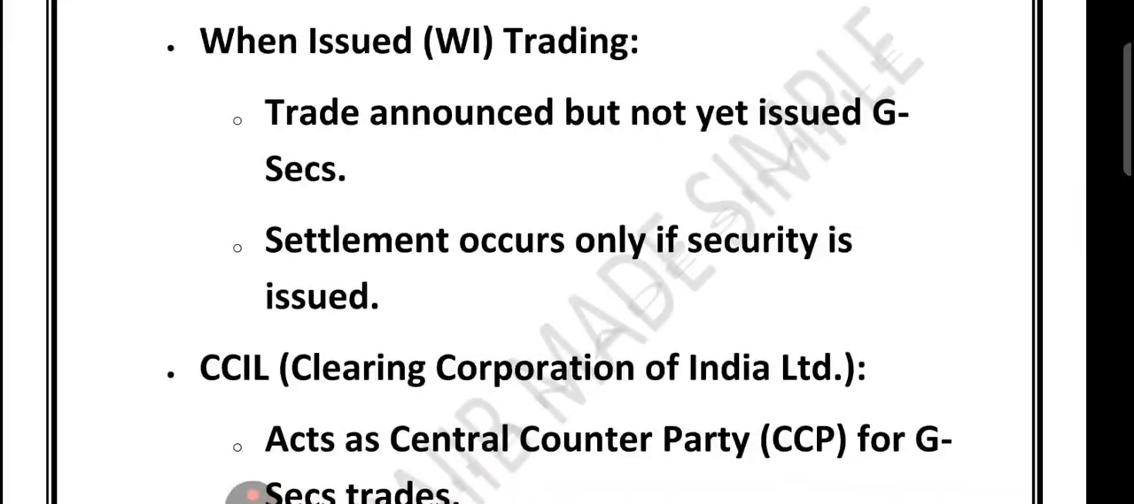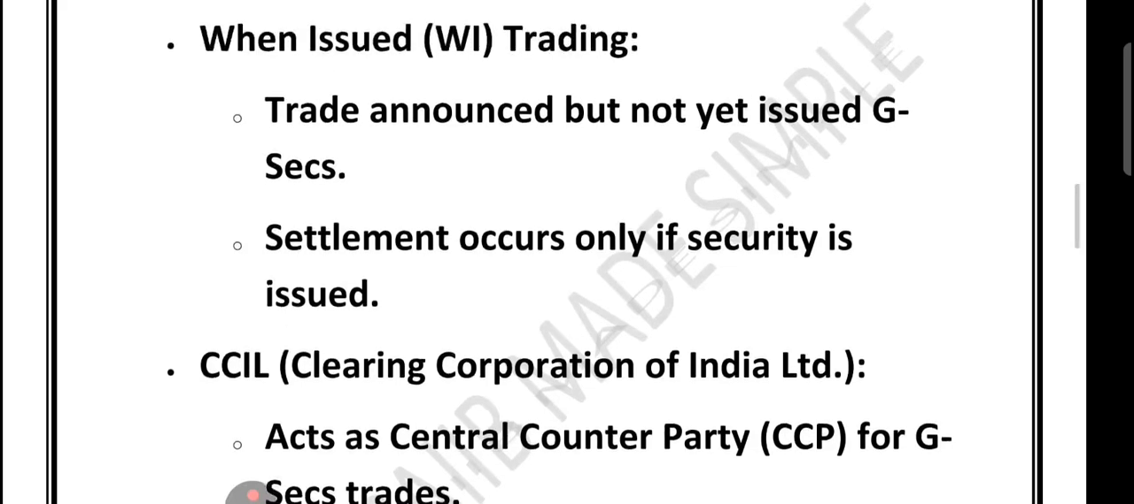Now when-issued trading, WI trading. WI trading is when investors trade government security that are announced but not yet issued. Settlement happens only when security is actually issued, right? Now the key point is that WI trading allows early market activity, but final delivery depends on issuance.